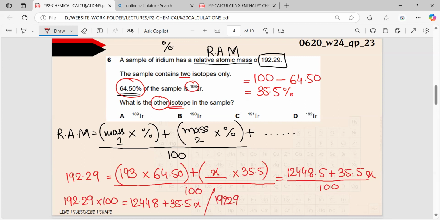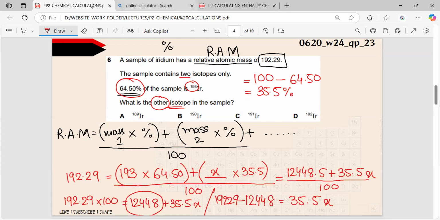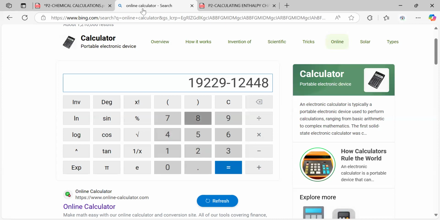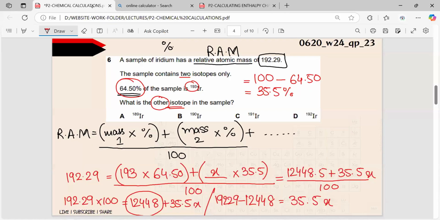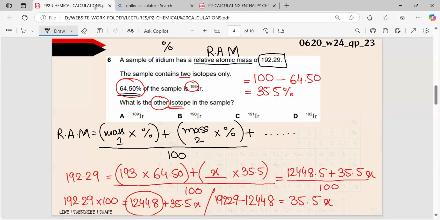Now we'll take this 12448 over to the other side. Here it is plus, so on the other side it will be minus. So 19229 minus 12448 is equal to 35.5x. 19229 minus 12448 is 6781. The answer is 6781. So 6781 is equal to 35.5x.